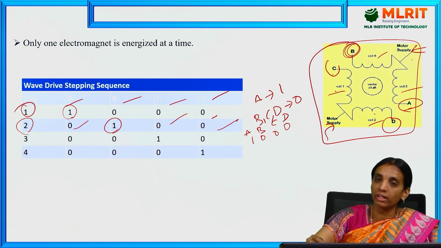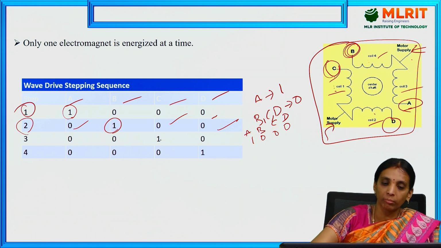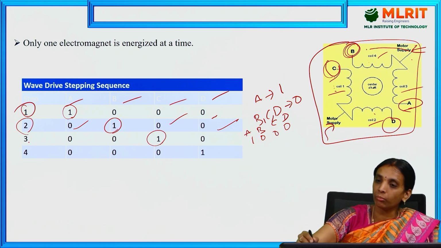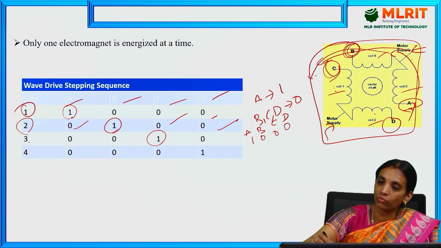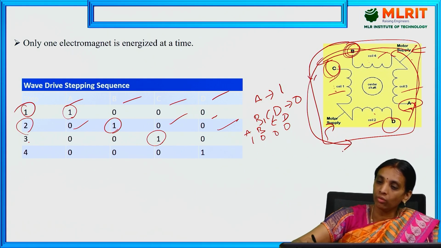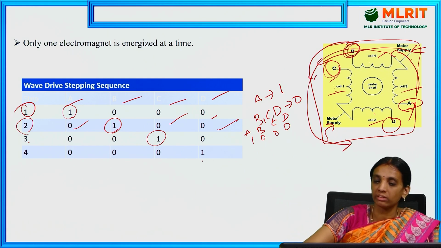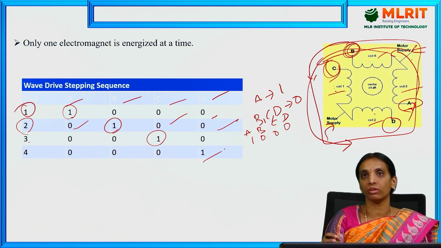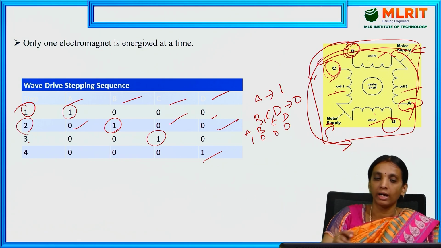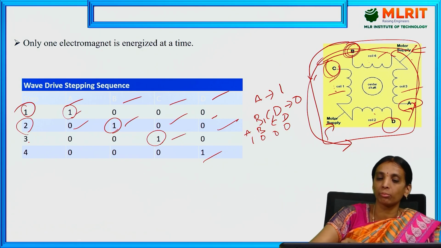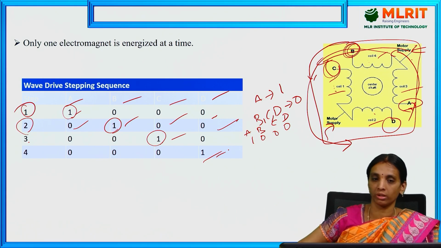And if the electrical energy is provided to the C winding, then only that will be energized in step 3. So this power supply will be moved this way. First it is given to A, next to B, next to C, and next to D. In this way, step by step, all the windings will be energized in turn, and we get step-by-step rotation of the stepper motor.